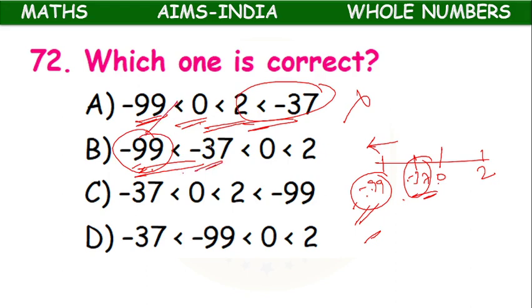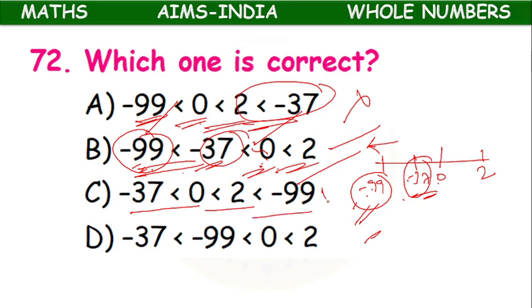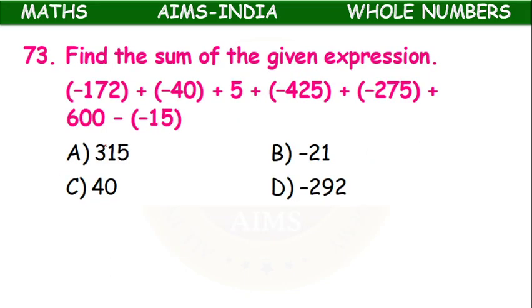Correct. Minus 37 less than minus 10, correct. Less than 0, correct. 0 less than 2, correct. So B option here. Correct. Minus 37 less than 0, correct. 0 less than 2, correct. 2 less than minus 99, wrong. So wrong option. So only B option is the correct option.